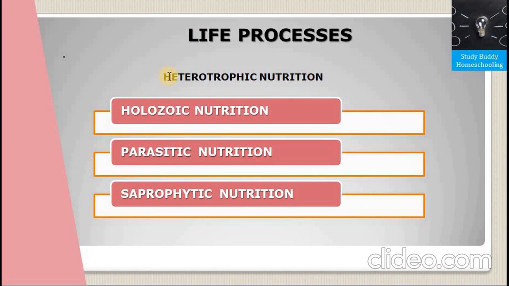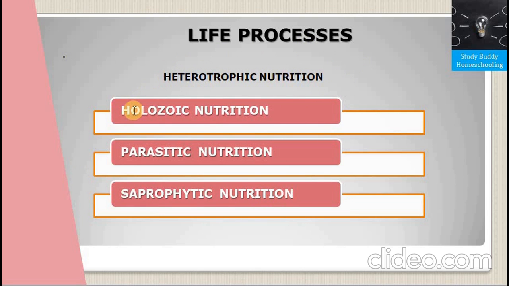So what is meant by heterotrophs? Heterotrophs are organisms that cannot prepare their own food, and hence they depend on plants and other animals for their food. They lack chlorophyll molecules to prepare their own food. This heterotrophic nutrition is divided into Holozoic Nutrition, Parasitic Nutrition and Saprophytic Nutrition.